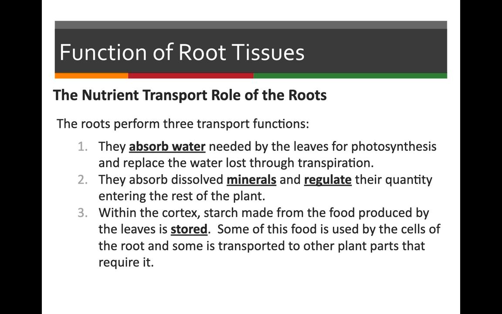Now within the cortex of the root, there is starch that is stored there. When there's extra glucose produced, it is transported as sucrose and then stored as starch in the cortex of the root. Some of that food is used by the cells of the root for energy, and other parts of it will be transported to parts of the plant that need it.